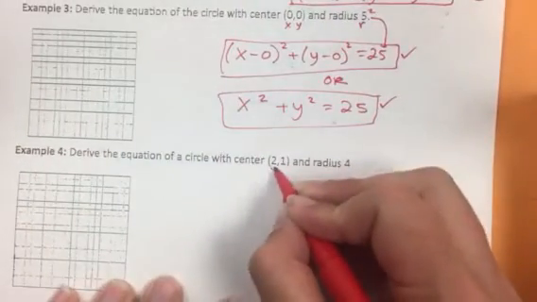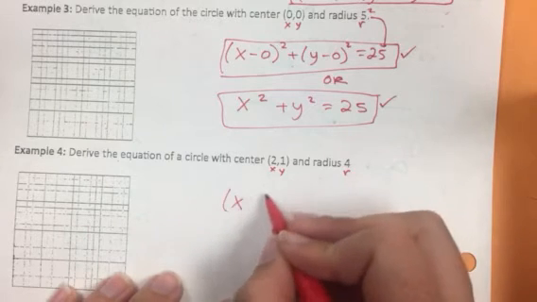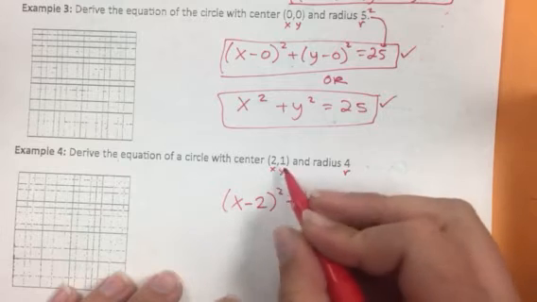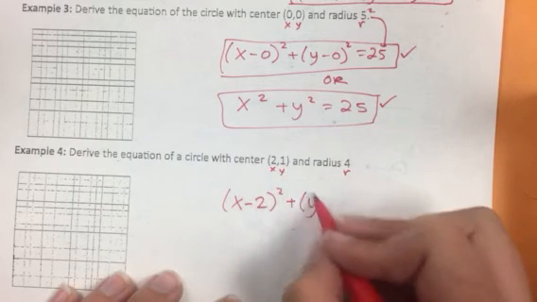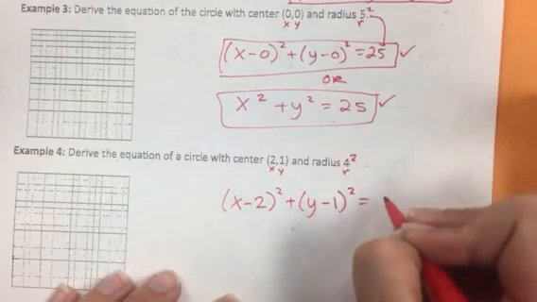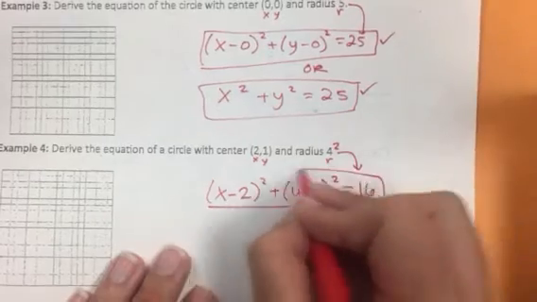Alright, next one, x, y, there's my radius. x, I plug in the 2, it becomes a negative 2 squared. Plus y, I plug in the 1 next to the y, it becomes a minus 1. I square the 4, 4 squared becomes 16.